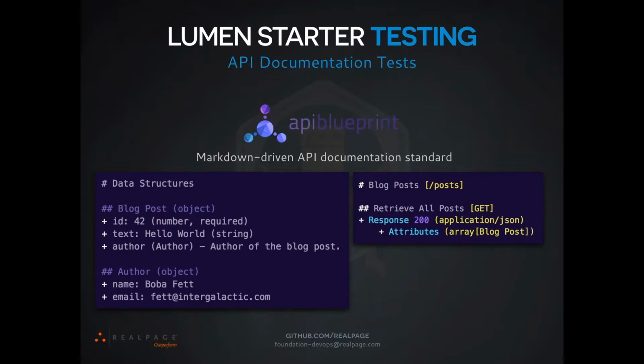So in this example, the data structure defines a blog post and an author, and the request response documentation defines you can hit posts, it'll retrieve all posts, that's a GET request, expect a 200 response in JSON format, and the attributes will be an array of blog posts. And so this also gives you an idea of how you can do like object nesting within the API documentation.